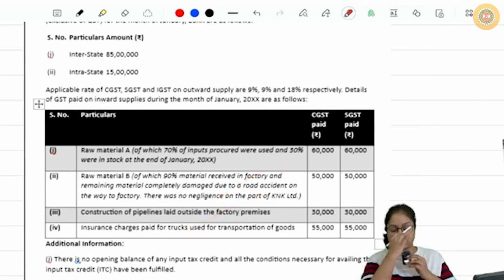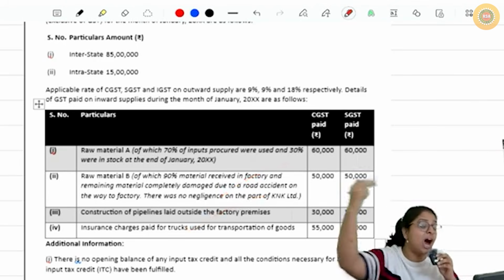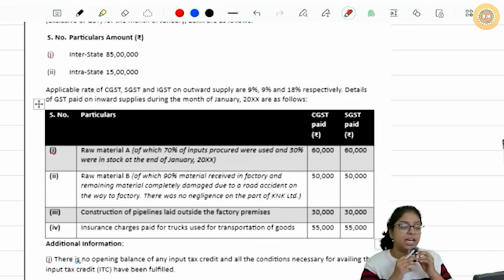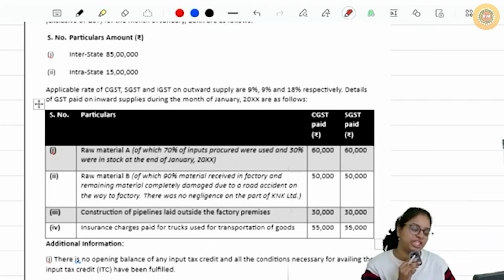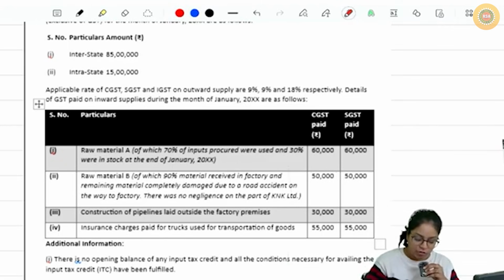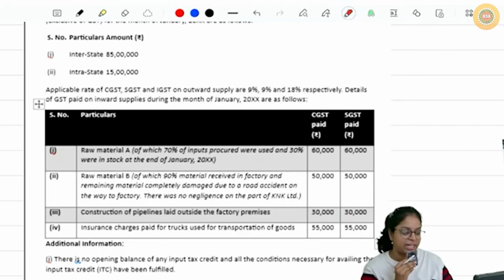Next, moving on to the next one, which is construction of a pipeline laid outside the factory. We studied this adjustment very clearly in block credit concepts. If your pipeline is laid outside the factory, for that, whatever GST you paid, you will not get any credit. So for 30,000, there will be no credit that you will be receiving.